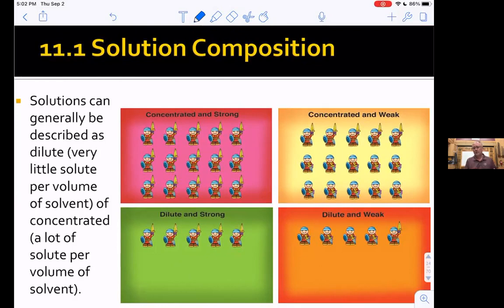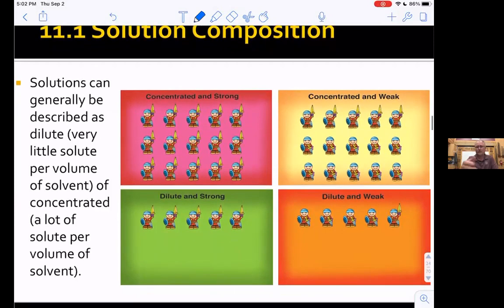Concentrated and dilute talk about the molarity, the concentration. The strong and weak refer to the behavior of those substances and whether or not they dissociate completely. And so the strong and weak part, you'll have to just memorize. The concentrated and dilute, you numerically determine what those are. And there's a cute little graphic, right?